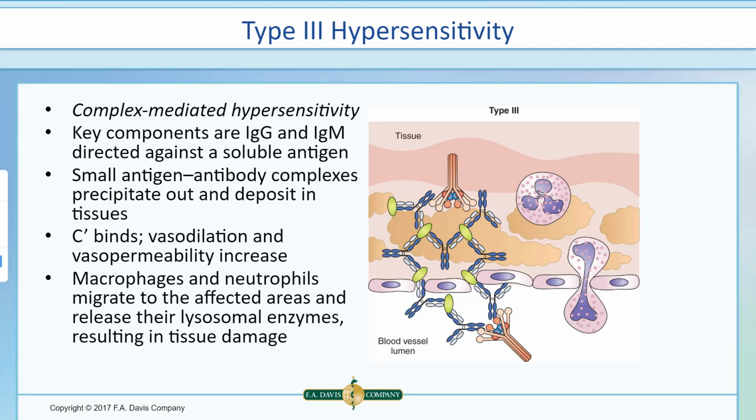Type 3 hypersensitivities are also known as immune complex mediated hypersensitivities. Key components are IgG and IgM directed against a soluble antigen.